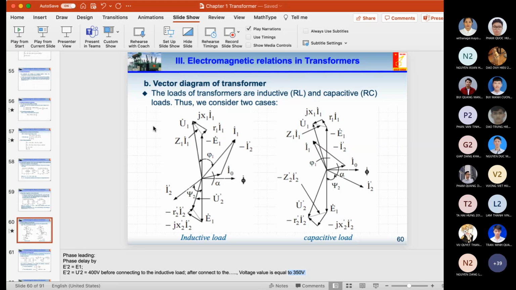Of course, we have to discuss a little bit about the capacitive load. As with the same questions before, when the output voltage of the transformer changes without changing the type of load, and now you want to keep the output voltage of the transformer constant, how do we do that? As I explained before, we have to change the number of turns of the winding for the high voltage winding.